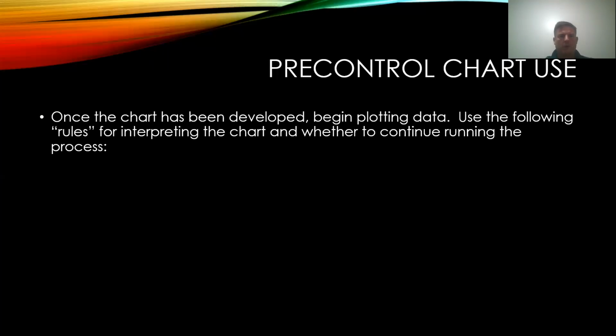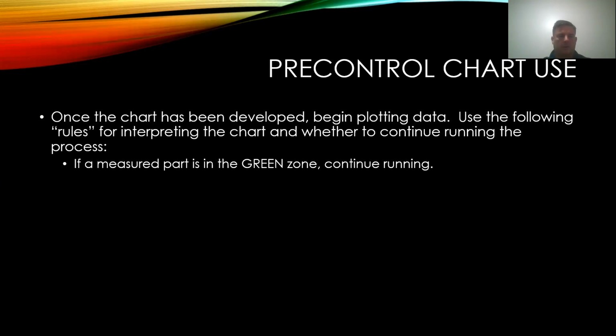When you're doing it, you have rules for interpreting the chart and when to continue running the process, or when to stop. Here are the rules normally used for this kind of thing. If a measured part is in the green zone, just keep running.